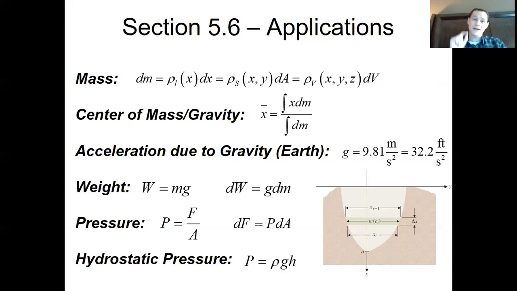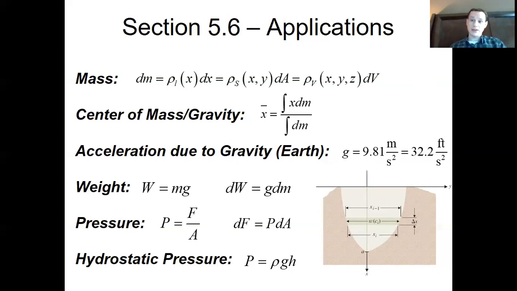You got to know the context. This W stands for weight. It's a force that gravity pulls you down by. It's mg, which was touched on in the last section. That means a little bit of weight, dW, is just g times a little bit of mass. So if you have a little bit of mass and gravity pulls on it with an acceleration of little g, you get a little bit of weight, a little bit of force.